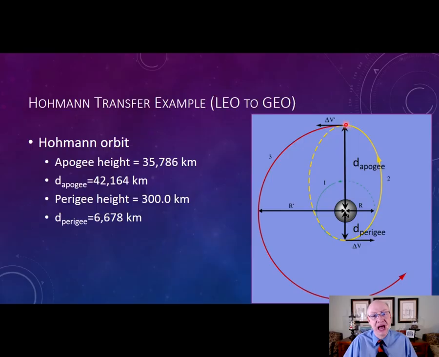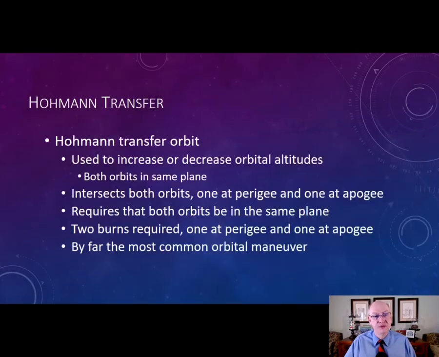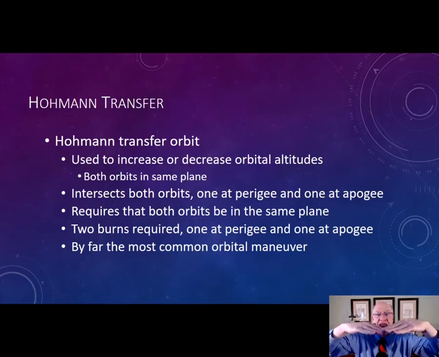Then when I get up here to the top, I'm going to have to fire my engine again to bring myself into this circular orbit. And now we're going to look at all the details of this, but I just wanted you to get an overview of it to begin with. So a Hohmann transfer orbit like this is used to increase or decrease orbital altitudes. And what it assumes to begin with is that both orbits are in the same plane. It doesn't include any maneuver to change the orbital inclination. We'll see what that requires in an example later on in this lecture. So for right now, we're just going to assume that they're both in the same plane.